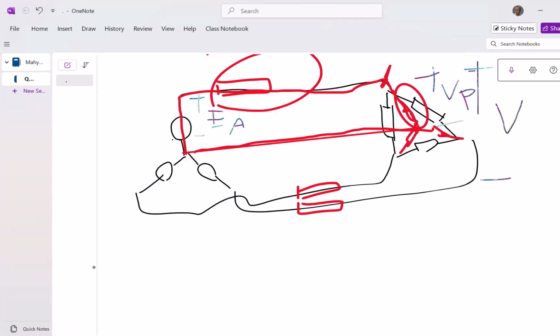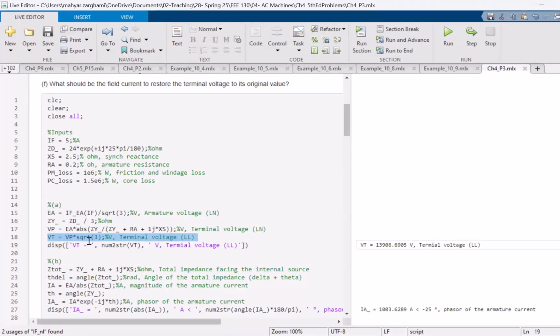VT is from this point to this point. That's the line-to-line version of it. That becomes a square root of 3 times bigger than that. So this gives you the VT.